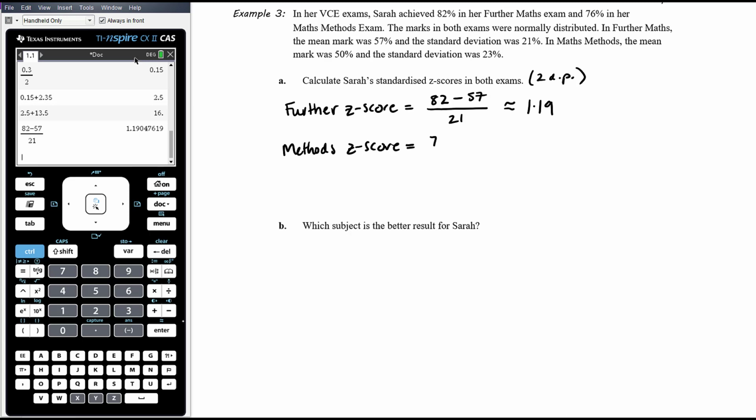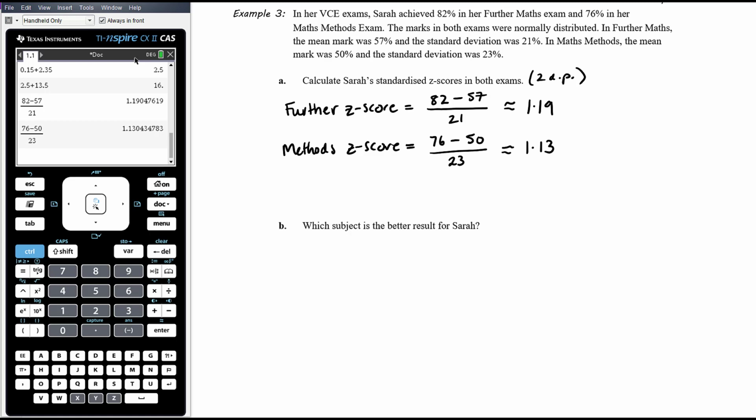Whereas her Methods z-score: she got 76% minus the mean in Methods, which was 50%, divided by the standard deviation, which was 23%. So it's clear that in Methods there's a lower mean and a higher standard deviation, while in Further there's a higher mean but lower standard deviation. Let's work out the Methods z-score. 76 minus 50 divided by 23 is approximately 1.13. So which subject is the better result for Sarah?